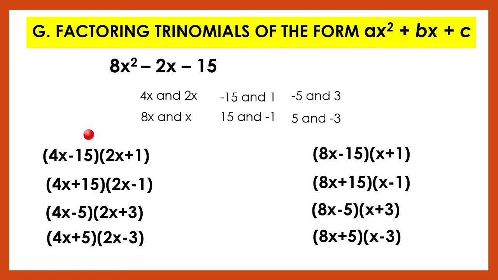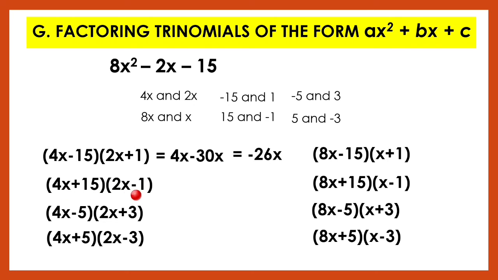Okay, so dito, ang outer terms natin, 4x and 1, that is equal to 4x. Ang inner terms natin, negative 15 and 2x, the product is negative 30x. Then, 4x minus 30x is negative 26x. So, hindi equal sa negative 2x. So, ibig sabihin, hindi ito yung kanyang factors. Let's try the next one.